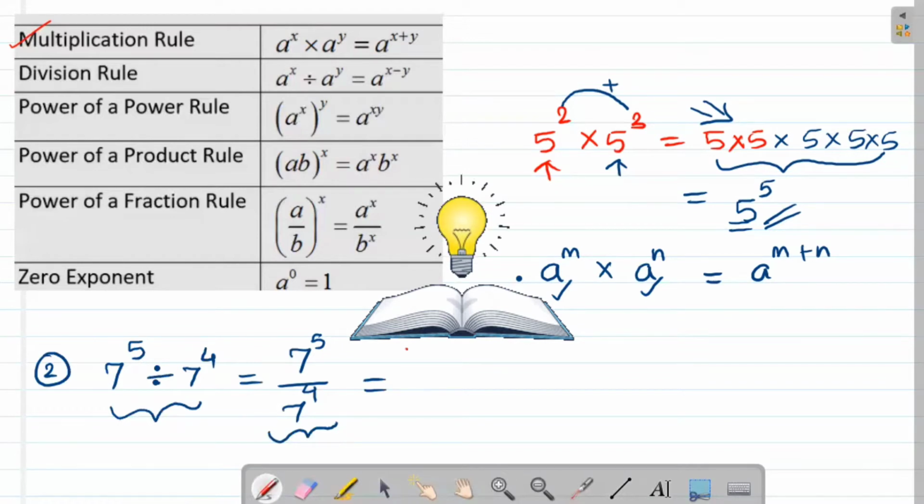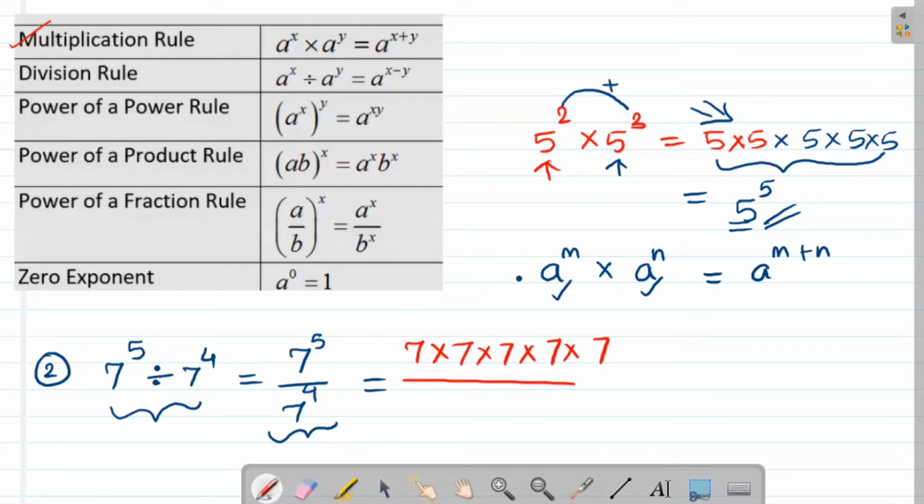What is 7 raised to 5? It is nothing but multiplying 7 five times, right? And 7 raised to 4 is multiplying 7 four times. Now, the numerator and denominator have the same factors, which we can cut down. So 7 cancels 7, 7 cancels 7, and so on. So in this way, what is remaining with us? Only one 7 remains.